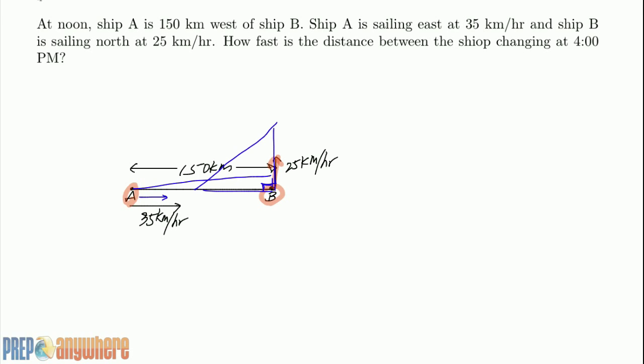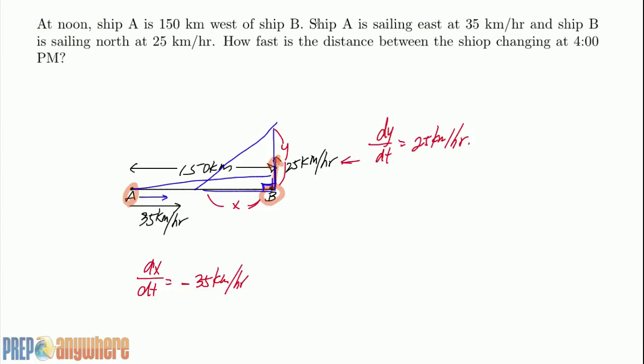Let me call this here y, and let me call this x. So we're given dx over dt, that's 35 kilometers per hour, but my x is referring to distance. Since that distance is decreasing, we have to say this is minus 35 kilometers per hour. The 25 kilometers per hour is referring to how y is increasing, so dy over dt is positive 25 kilometers per hour.